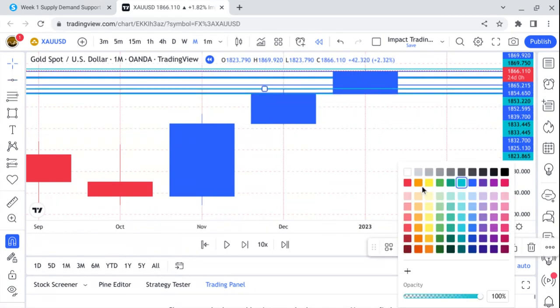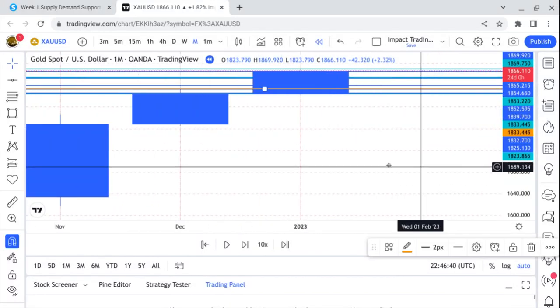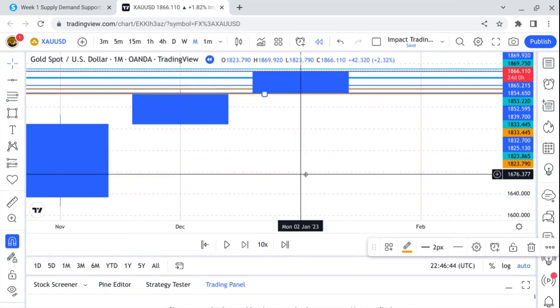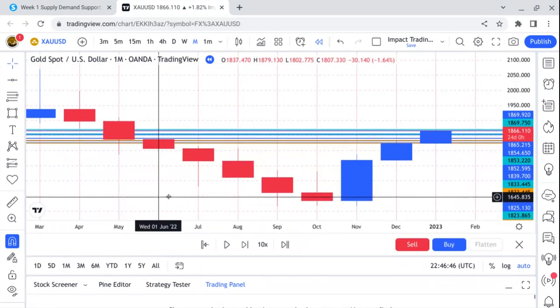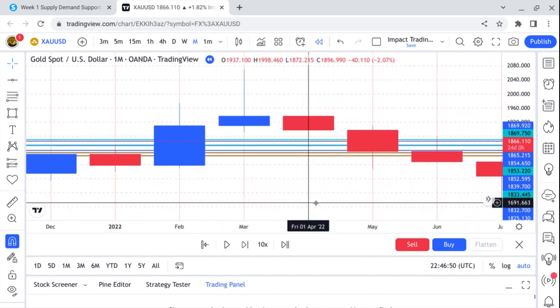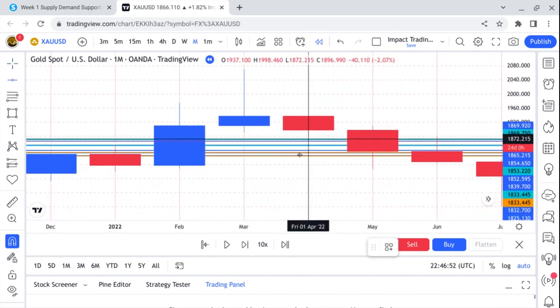Okay, that's a monthly agreement. That's a monthly high. We already have agreement. This is a monthly open, monthly close. There's agreement there. We already have agreement here. Here's another line.